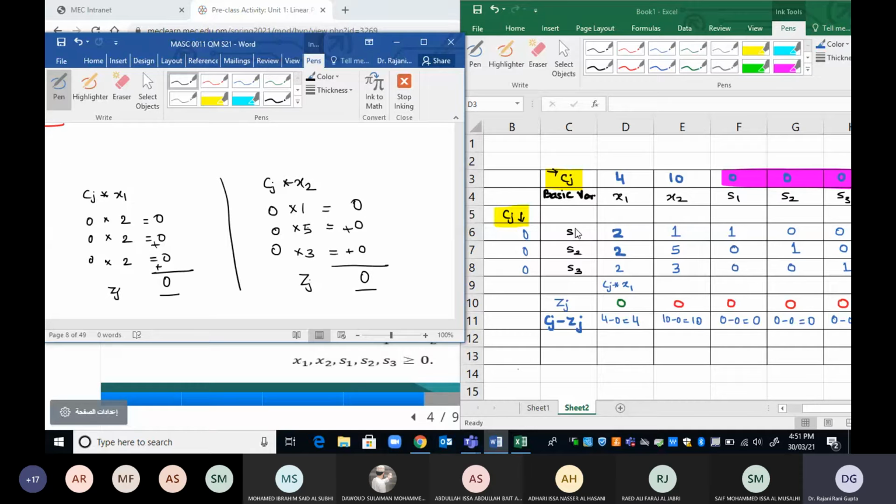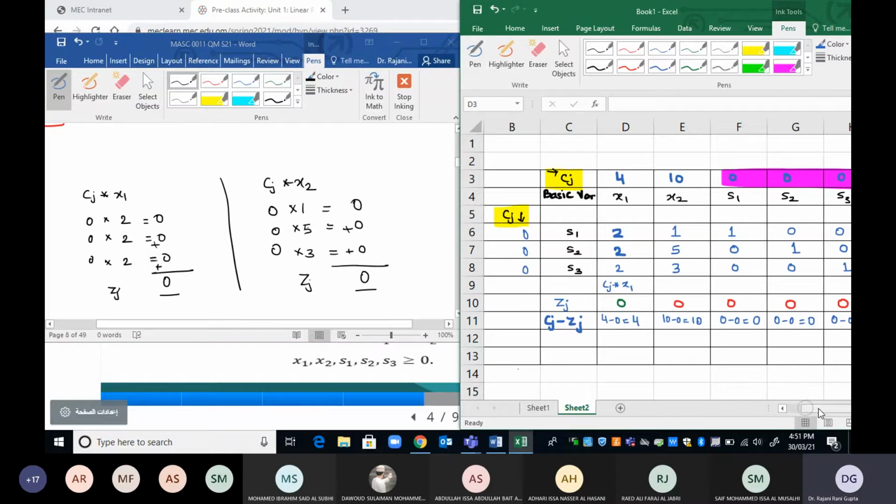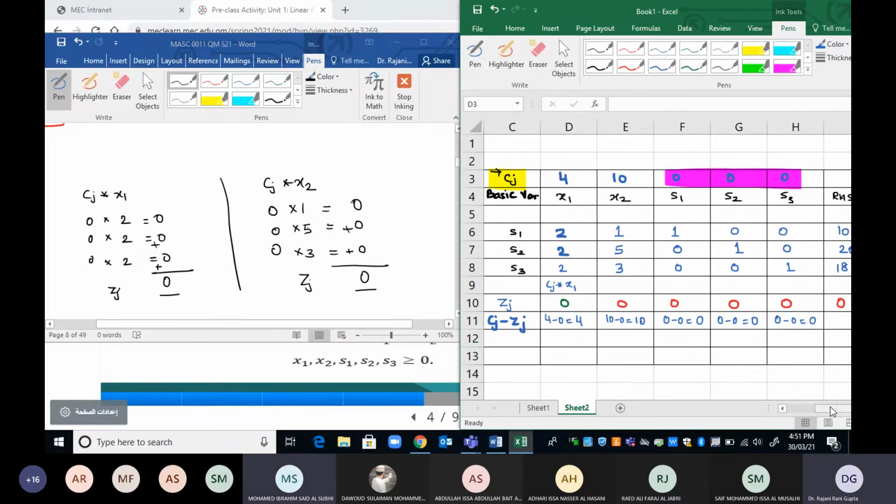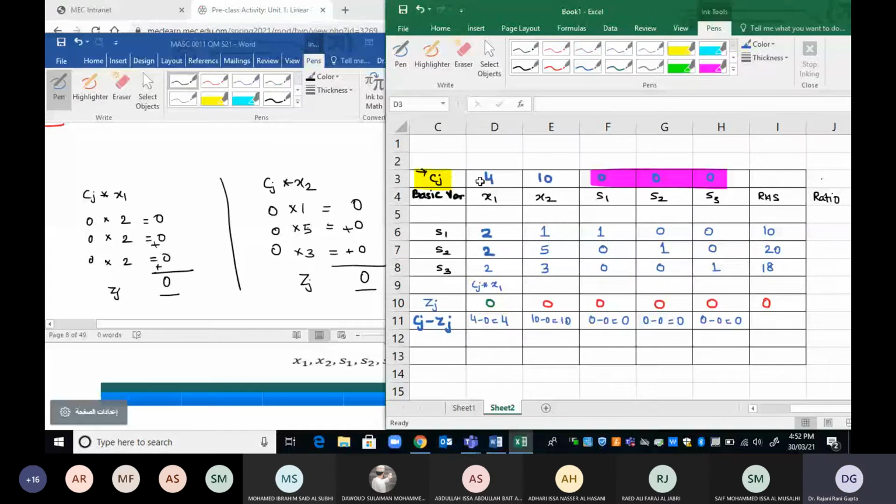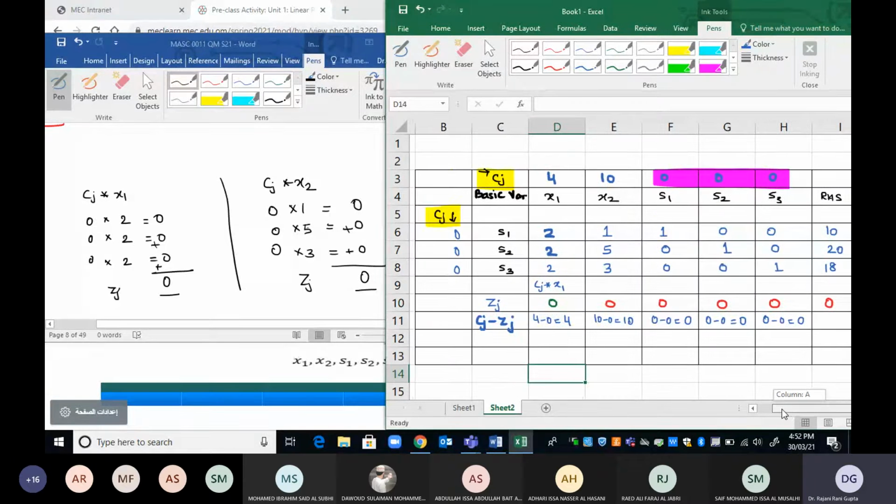Similarly, when you are doing it for S1, you are multiplying 0, 0, 0 with 1, 0, 0 and so on. Now in this case, as all of S1, S2, S3 are 0, 0, 0, you get all these Zj as 0. Okay, clear? Yes, clear. Okay, and then Cj minus Zj is nothing but Cj, this number 4, minus Zj 0. It's a normal subtraction. Okay, so this is how it is done.